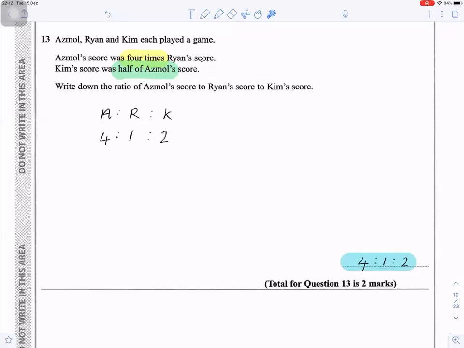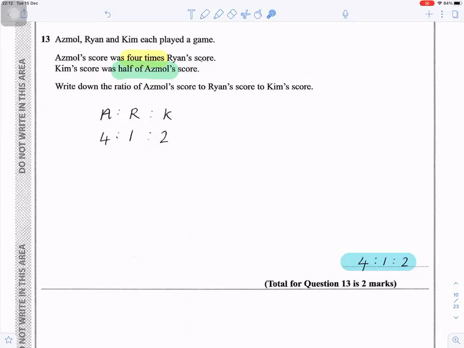Question number 13. Asmol, Ryan, and Kim each played a game. Asmol's score was 4 times Ryan's score. Kim's score was half of Asmol's score. Write down the ratio of Asmol's score to Ryan's score to Kim's score. So A is for Asmol, R for Ryan, K for Kim.